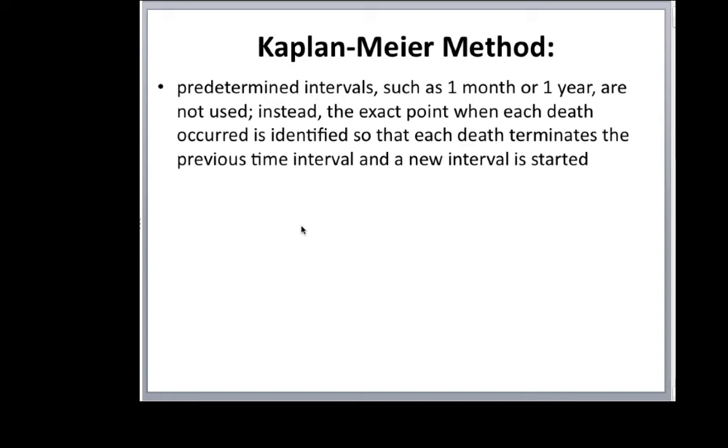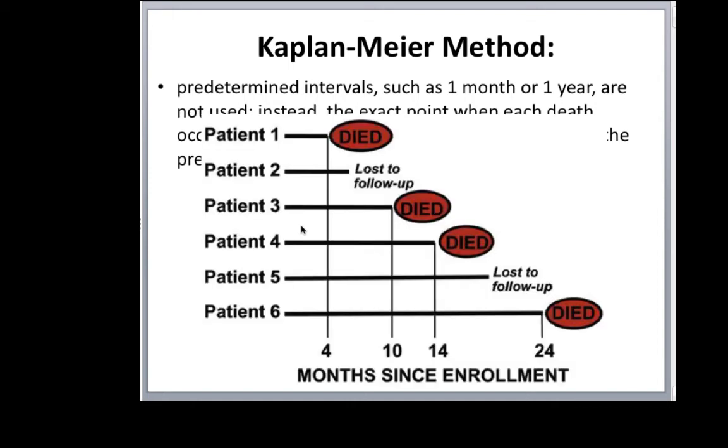All right, so remember, in the Kaplan-Meier method, the event, generally death, defines the time period. For example, and this is just an example taken from your text, you have a study with 6 patients. When the first patient dies after 4 months, that defines the first time period. The second patient is known to be alive for at least 4 months but is lost to follow-up, so they're not able to define a time period. Patient 3 dies after 10 months, and they define the next time period.